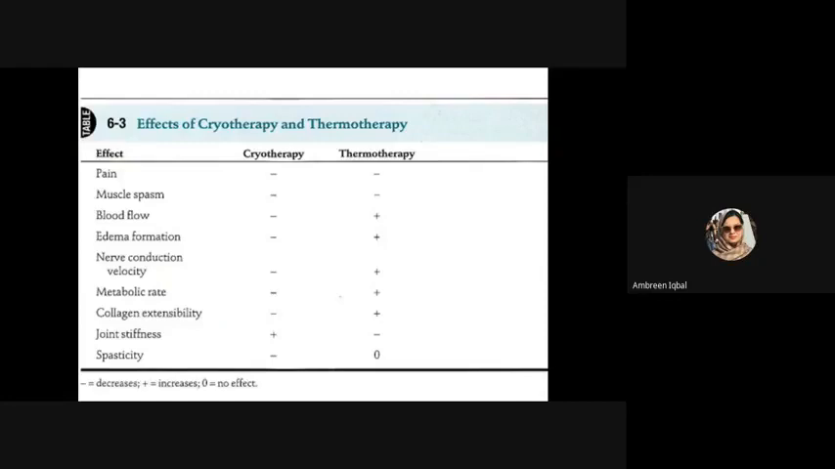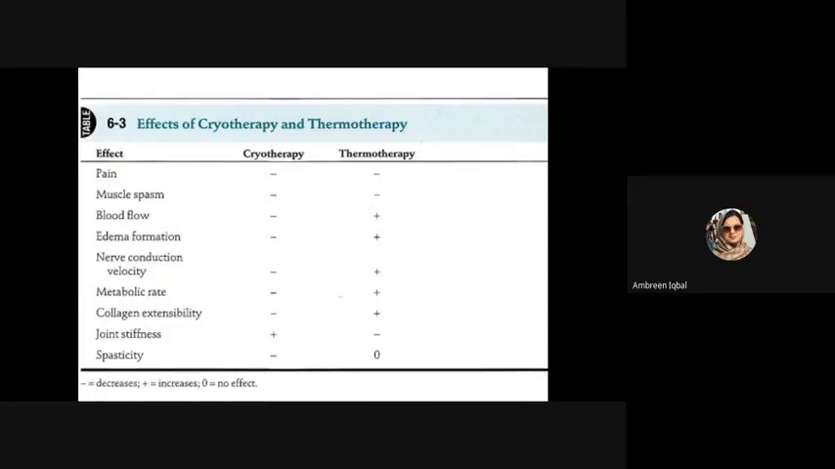Cryotherapy is going to decrease the edema, while thermotherapy is going to increase the edema. Why? Because thermotherapy increases the tissue temperature, due to which vasodilation occurs. When vasodilation occurs, there is increased vessel permeability. When vessels enhance their permeability, the blood cells leak out of the vessel and accumulate in the extravascular spaces. So as a result of the increase in temperature and the increase in vascular permeability, there is edema formation, while cryotherapy prevents edema formation.